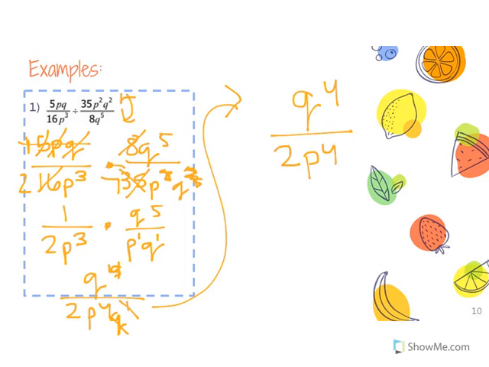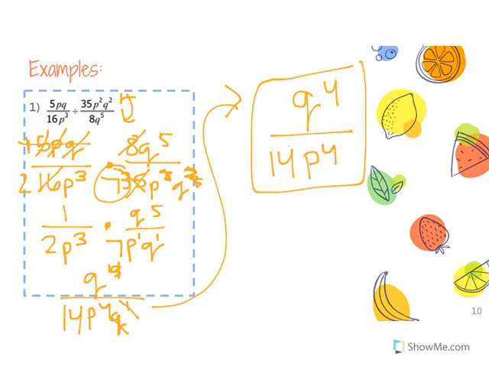Oh, and I guess I forgot that 7 right there. So bring down that 7. That means that we have 2 times 7, which is 14. I caught my own mistake. And then that makes this a 14 now. So I actually have q to the 4th divided by 14p to the 4th power. That's my final solution. Okay.